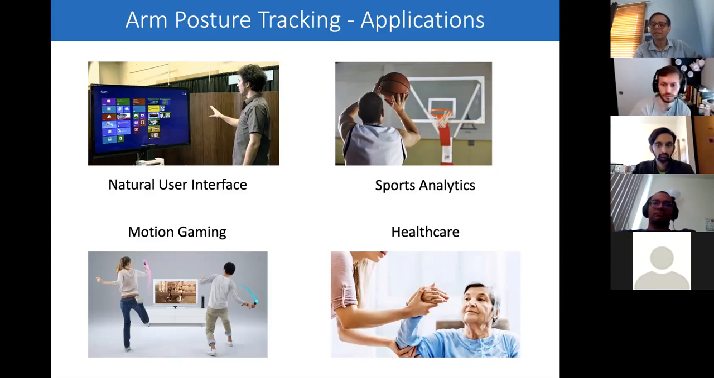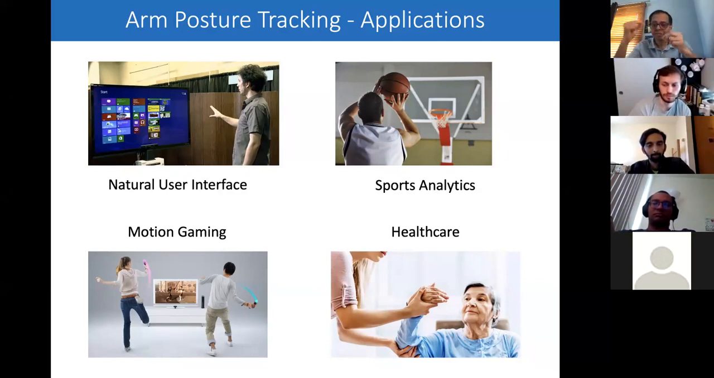Healthcare: you had an accident and you have lost some of your arm motion. And over time, using physiotherapy, you are recovering. How do you measure how well you're recovering, right? You might be able to say, oh, last week, I was only able to bend my arm this much. This week, I'm able to bend it more.